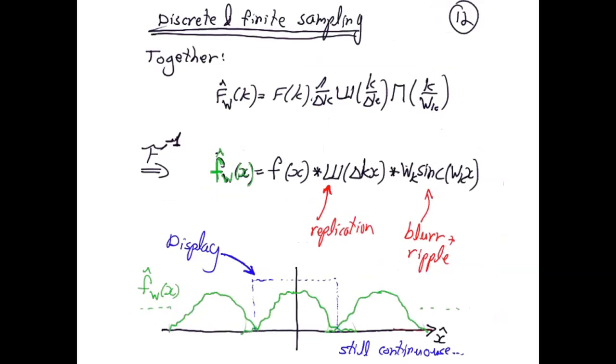Okay, so let's do both. Now, discrete and finite sampling all together. So together, F sub W hat of k would be F of k, the original k-space, sampled and truncated. So effectively it's a convolution with the impulse train as well as a convolution with the sinc. One creates replication, the other one blur and ripple. And so this would be the result. Okay, so you have blur, ripple, and replication.